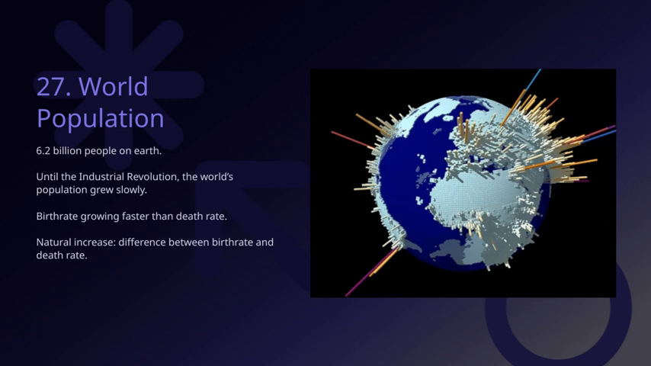Now, if we look back before the Industrial Revolution, the world's population grew very slowly. It was a much more stable and gradual process. At that point, the total number of people on Earth was about 6.2 billion. This slide highlights how population growth has evolved over time, setting the stage for understanding the factors that have driven this rapid increase in recent centuries. It's a key part of our overall theme because it shows how technological and social changes have impacted population dynamics.